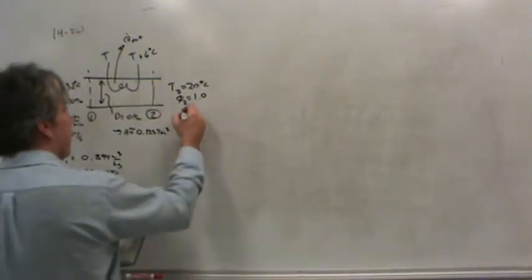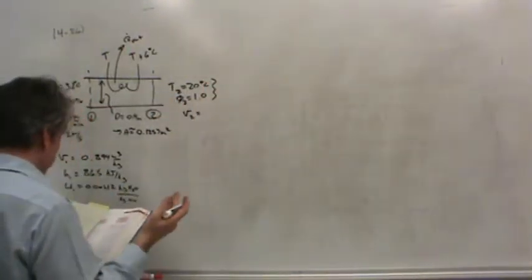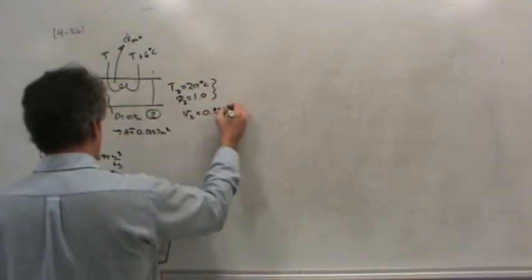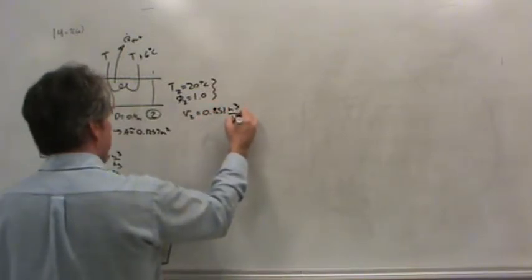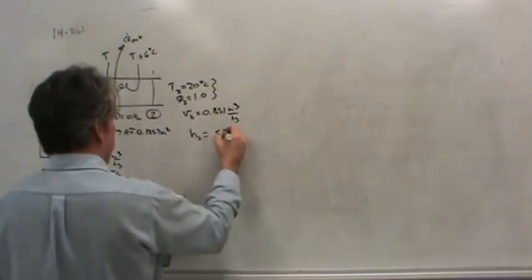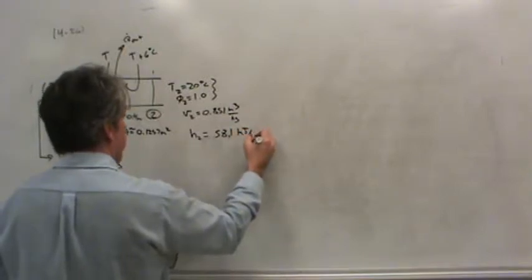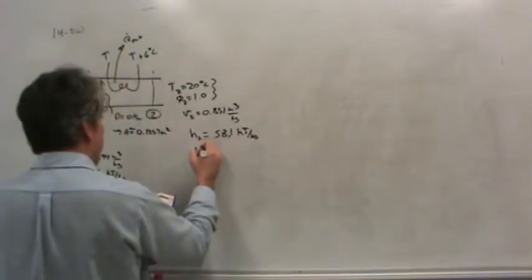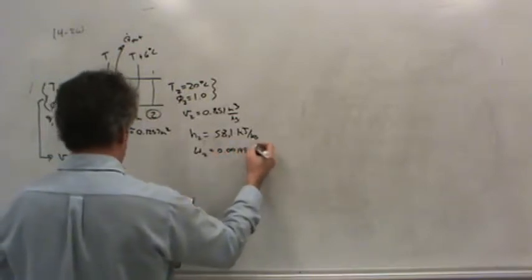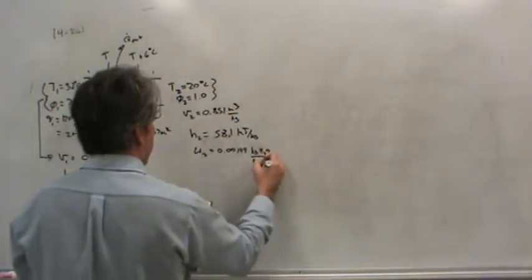The specific volume at the exit, since I've again got two pieces of information, I can look up anything I want, is 0.851 cubic meters per kilogram. And I just read all these off the psychrometric chart. The enthalpy, 58.1 kilojoules per kilogram. The absolute humidity, 0.00149 kilograms of water per kilogram of dry air.